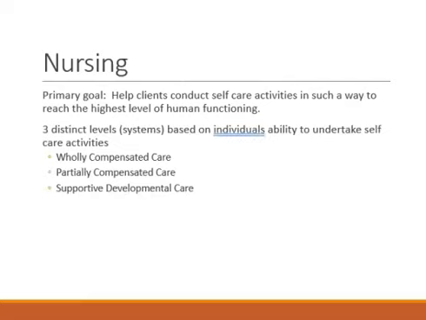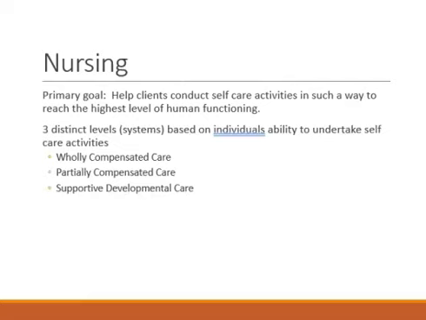So, nursing. How does that go with the Orem's model? So, the primary goal of nursing in this model is to, you probably guessed it, help the client conduct self care activities in such a way as to reach the highest level of human functioning. So, if you've kind of noticed, there's a pattern. All of these models, our main goal is to help the client achieve basically the highest level of human functioning that they can.